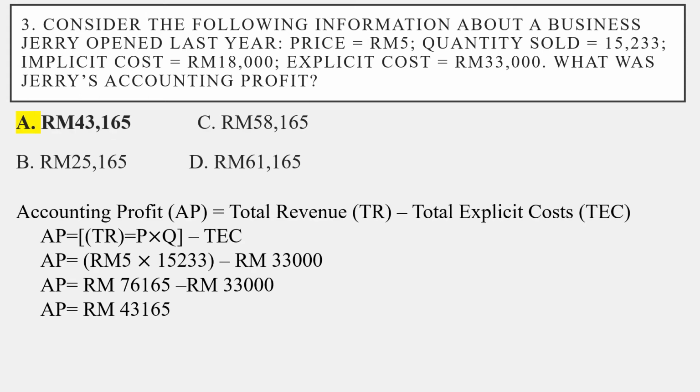Accounting profit equals total revenue minus total explicit cost. AP equals RM5 multiply 15,233 minus RM33,000. AP equals RM76,165 minus RM33,000. AP equals RM43,165. So the answer is A.